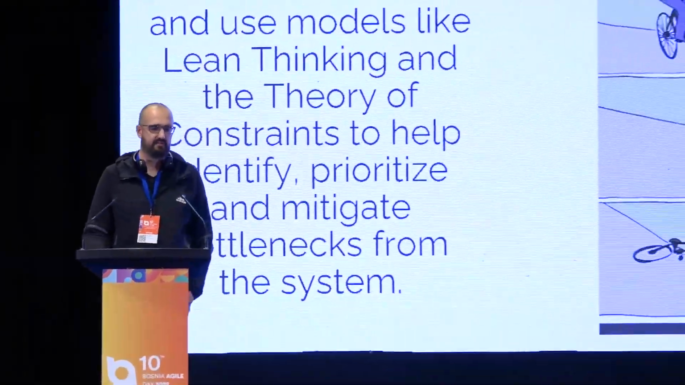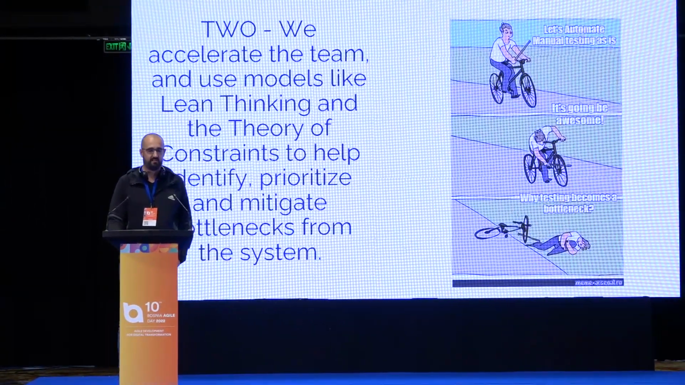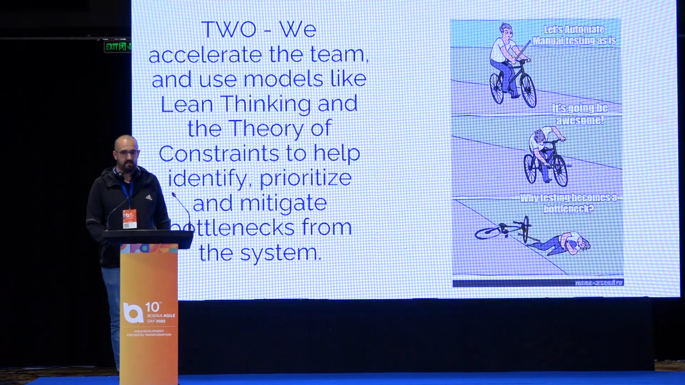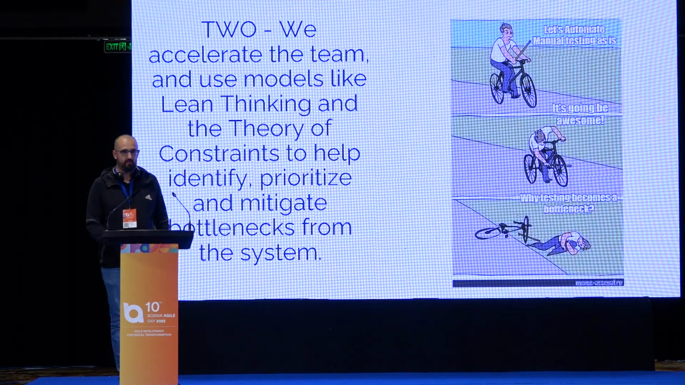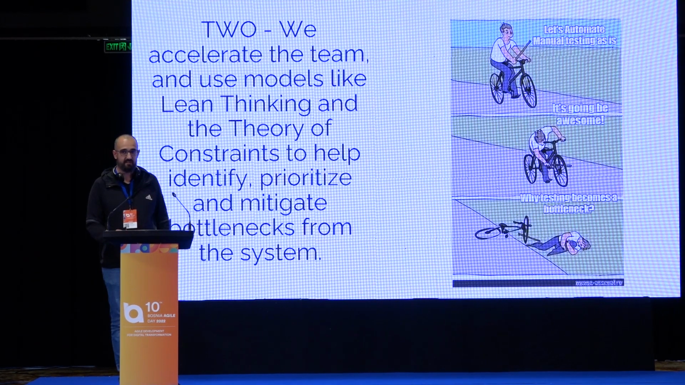The next one is that we accelerate the team and use lean thinking and theory of constraints to identify, prioritize, and mitigate bottlenecks from the system. Basically, we are always striving to improve our processes and to cut waste, like lean as used in the Japanese automobile industry. We always try to make things as minimalistic and as fast as possible, to ship to production with higher quality and to do it faster also.